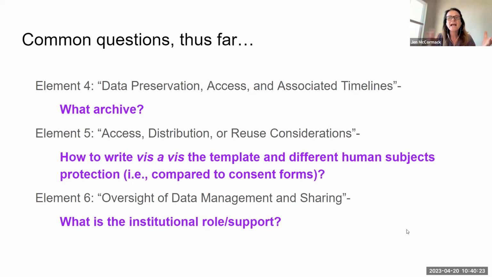And then finally, as I already talked about, that institutional role and support, which is going to be different at every institution, but then also the different PIs, colleges, and departments. And again, always going back to, it is your purview as the principal investigator. So I think that was my last slide.